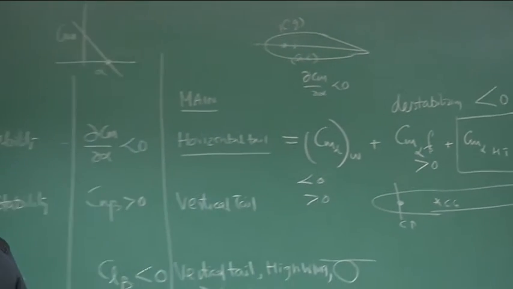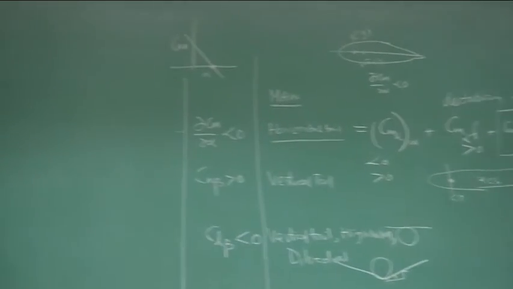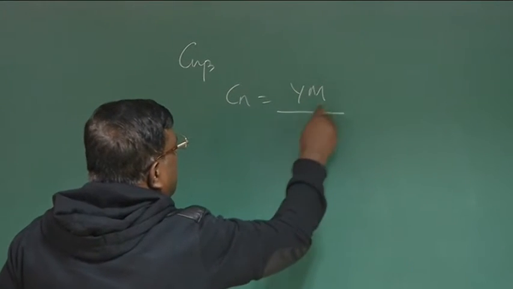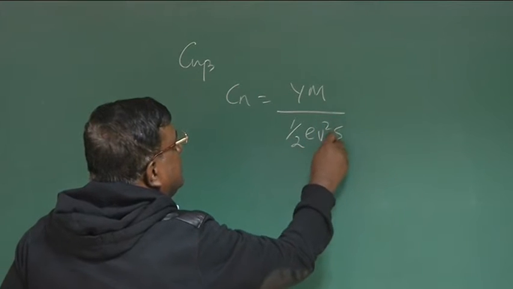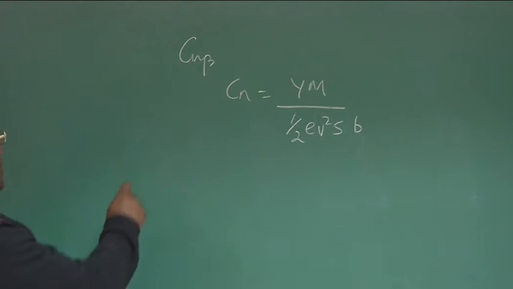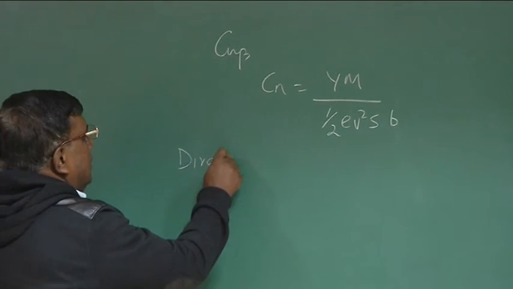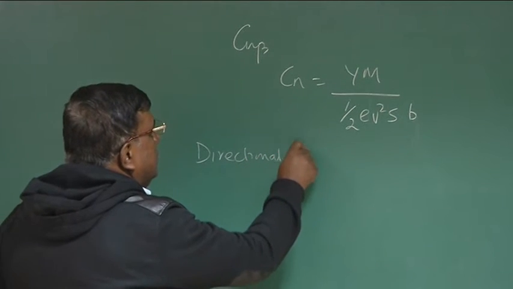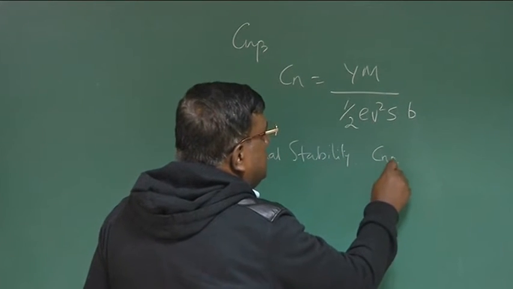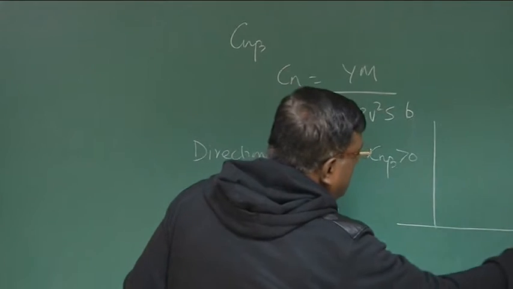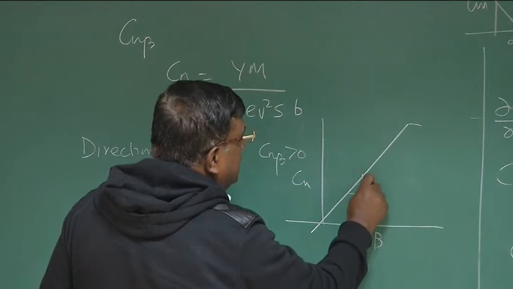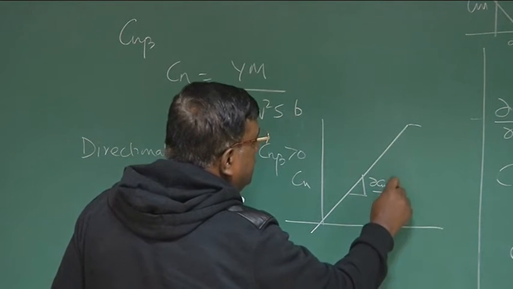Now, coming back to the vertical tail, or Cn beta. What was Cn? Cn was the yawing moment, non-dimensionalized by half rho V square S into b. B is the span. And what we have seen for directional stability, Cn beta should be greater than 0, or if I plot Cn versus beta, the slope will be like this, and this is dCn by d beta should be greater than 0.